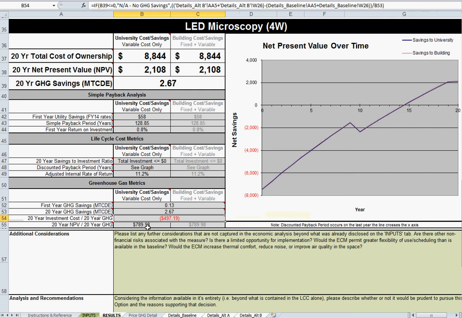The other way we look at it is NPV. How much are we saving per unit of greenhouse gas saved? In this sense, we're NPV positive. We're saving about $2,100 total to the university. So we're saving nearly $800 per MTCDE saved. This is the net present value, which remember includes everything. So it's really this $497 of savings added to our utility savings and other non-investment related savings.